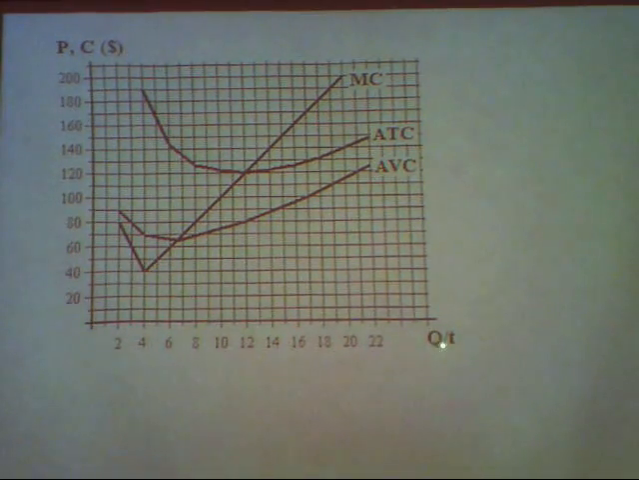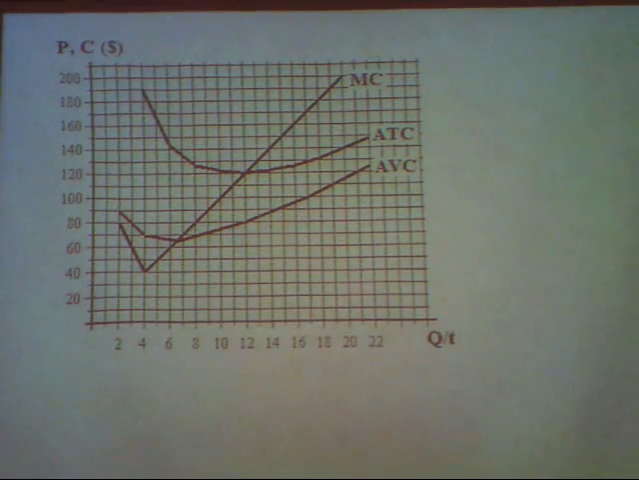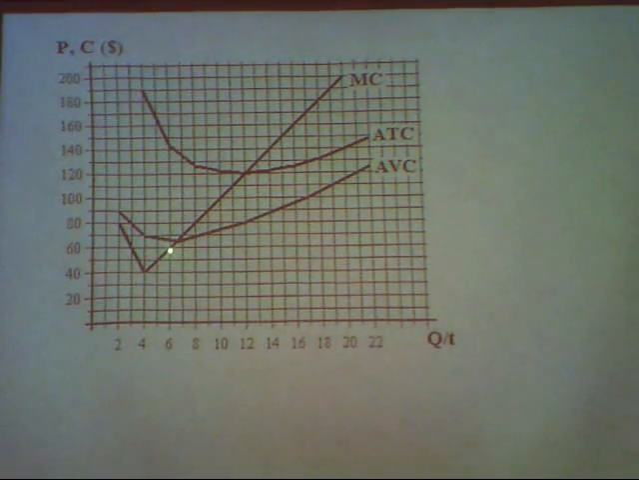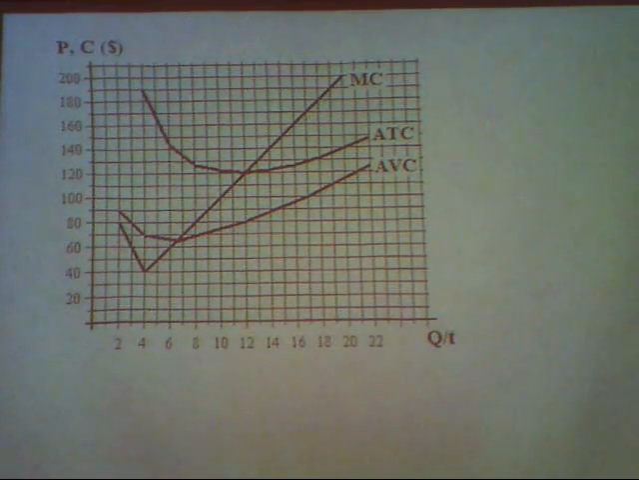We're measuring the quantity of the product produced on the horizontal axis. On the vertical axis we're measuring the price. P is the price of the good, and C stands for the word cost, because we're measuring the cost functions on the vertical axis too. So if the quantity was 6, the average total cost of making 6 would be just over $140. The average variable cost of making 6 would be about $60, and you can figure out the marginal cost too. And you can figure out all the total cost functions.